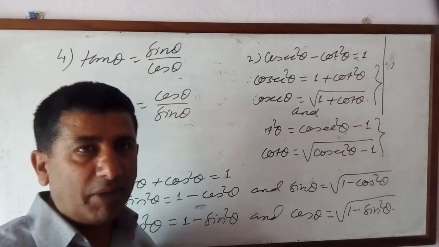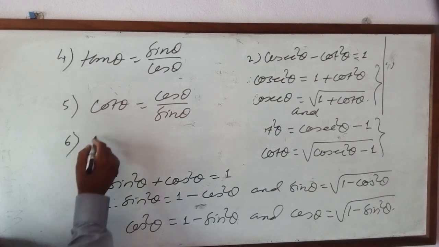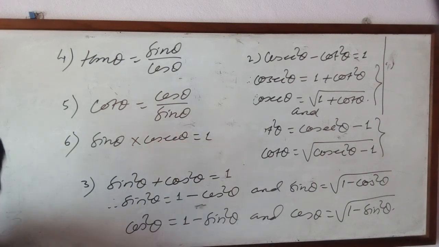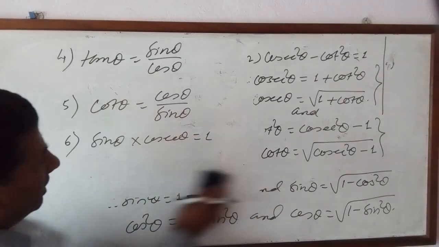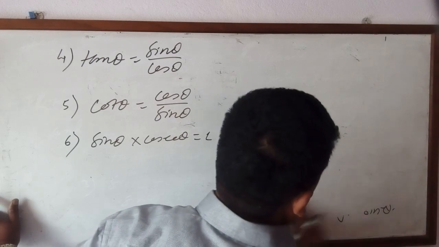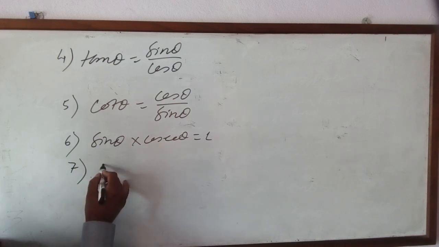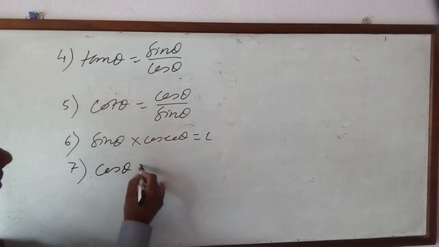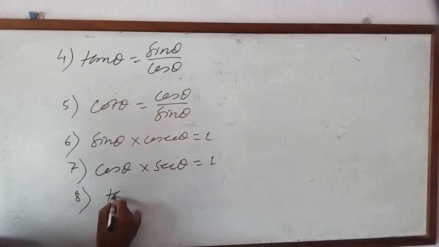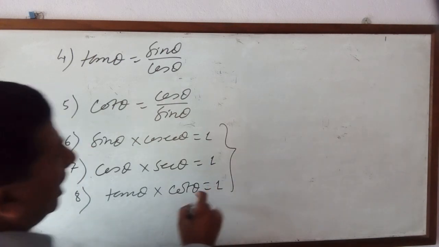Now the reciprocal formula. In my previous video, I have derived that. I'll write here also: sin theta times cosec theta equals 1. This formula already I have derived in my previous video. All these formula you have to write in a copy and study. Number 7, cos theta times sec theta equals 1, and tan theta times cot theta equals 1. These 3 formula I derived in my previous video.